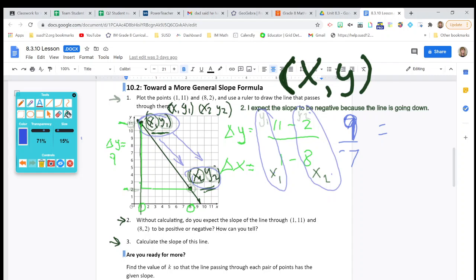11 minus 2 is 9. 1 minus 8 is negative 7. So our slope is, I'm going to move the negative sign up top, negative 9 over 7.